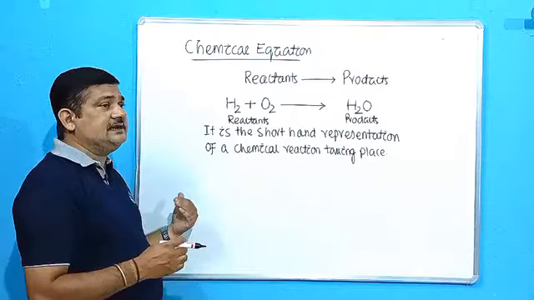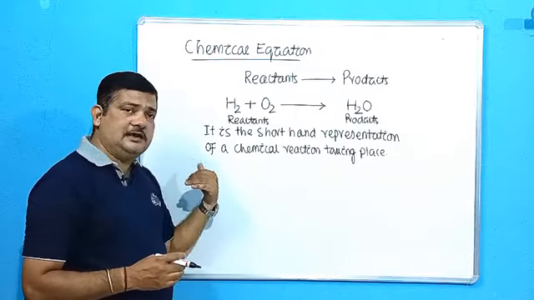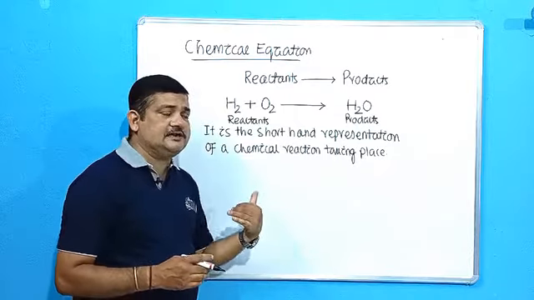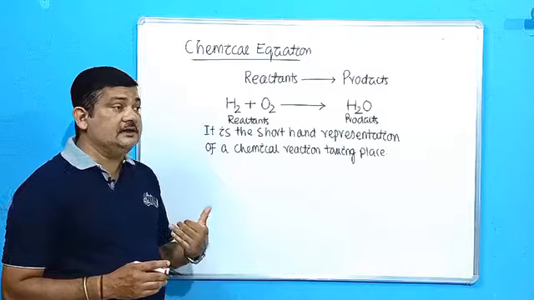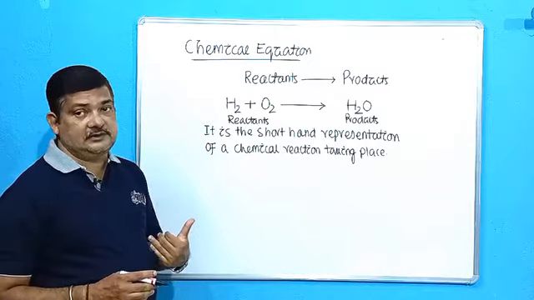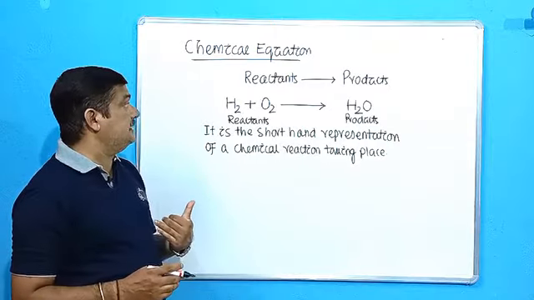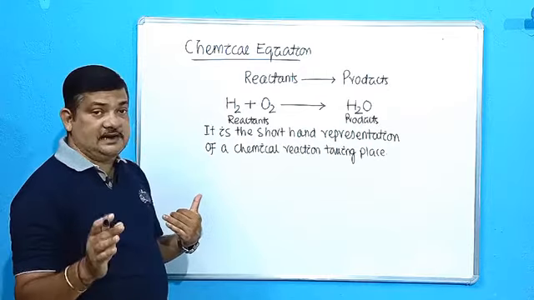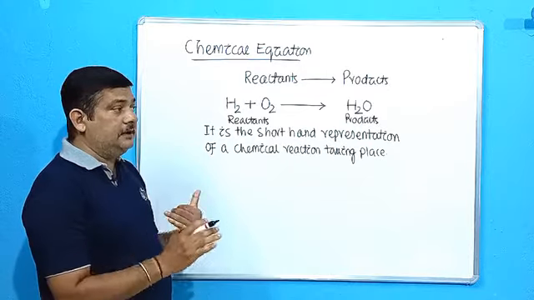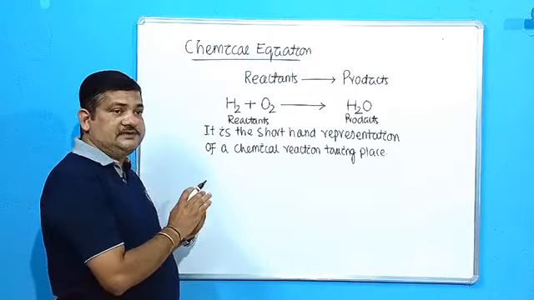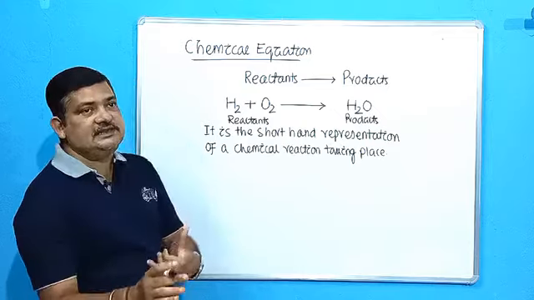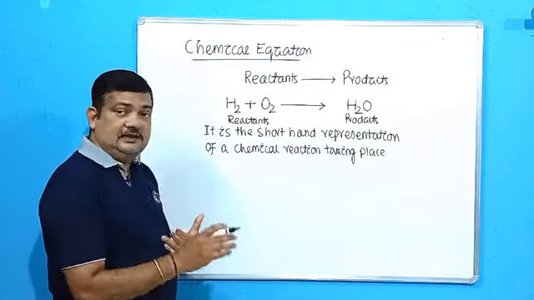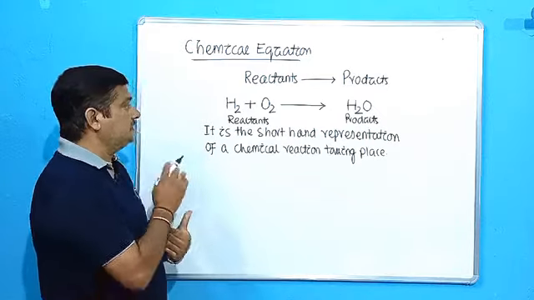That means whatever number of atoms of an element are on the reactant side, the same number of atoms of that element should be on the right hand side. That is called a balanced chemical equation. So, what is the first condition of chemical equation? As per the law of conservation of mass, it should be balanced. That means the same number of elements should be present on the left hand side as well as in the right hand side. That means in the reactant side as well as in the product side.